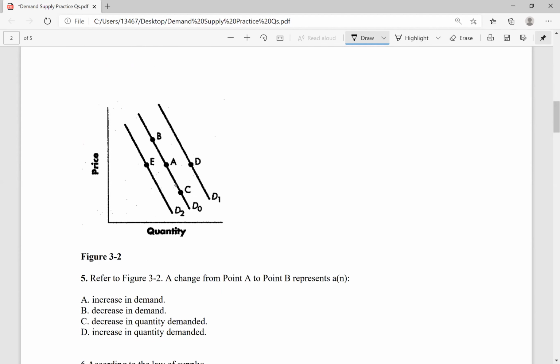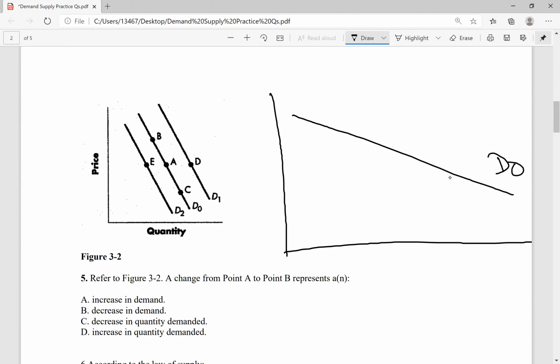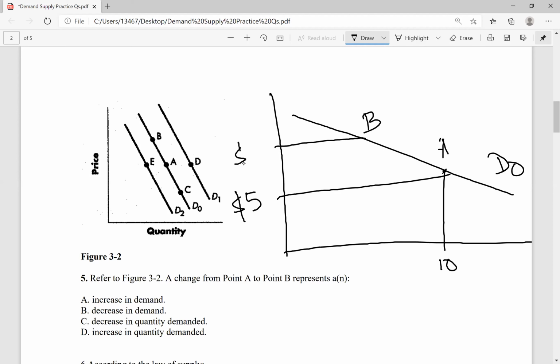Take a look at question number 5 here. We are moving from A to B on demand curve D0. This is my demand curve D0 here. This one is point A. Say the associated combination is $5 and 10 units. Point B, the combination is $4 and 8 units. What happens if you move from point A to point B along the demand curve? What happens to price? What happens to quantity demanded?